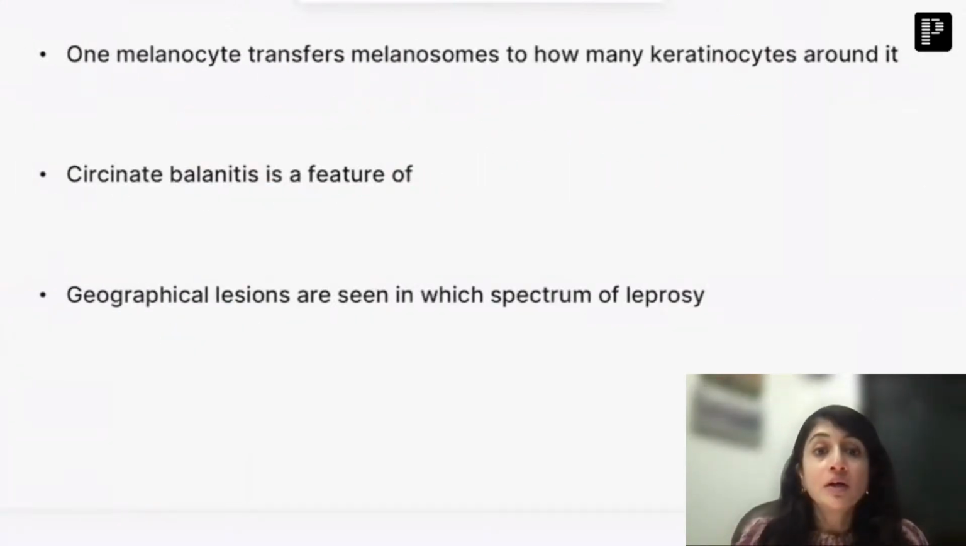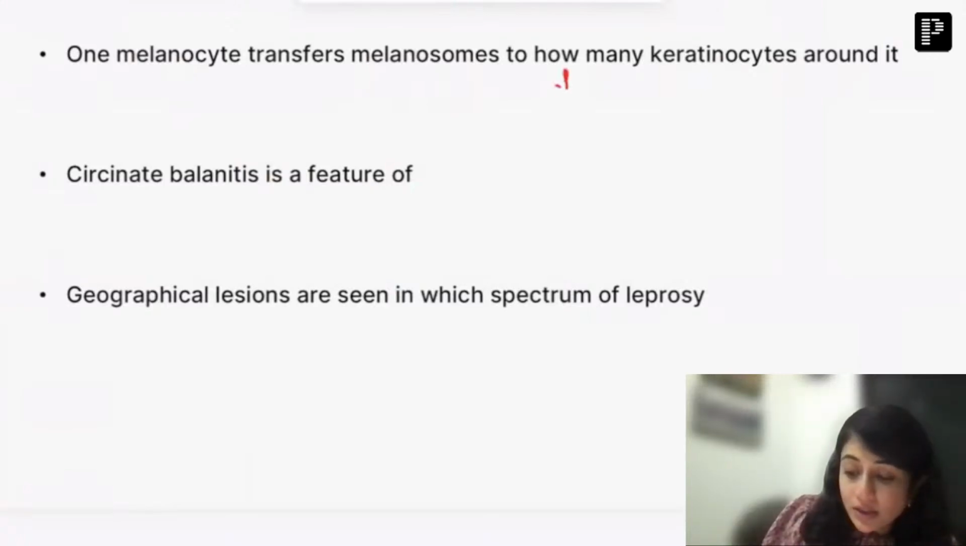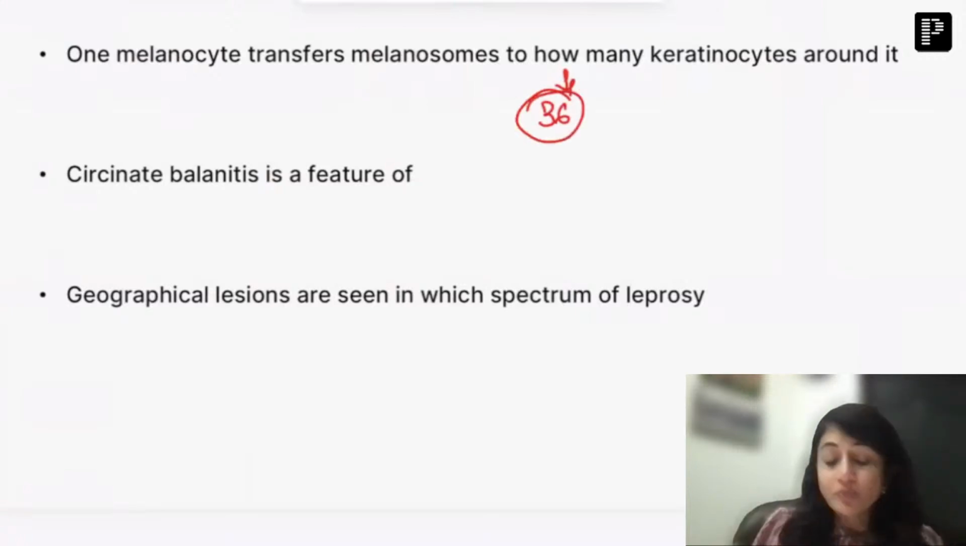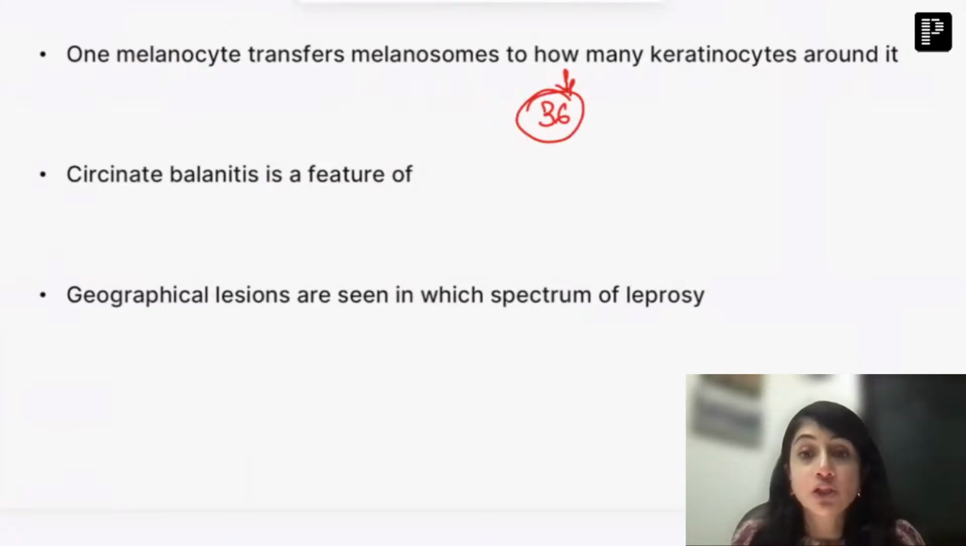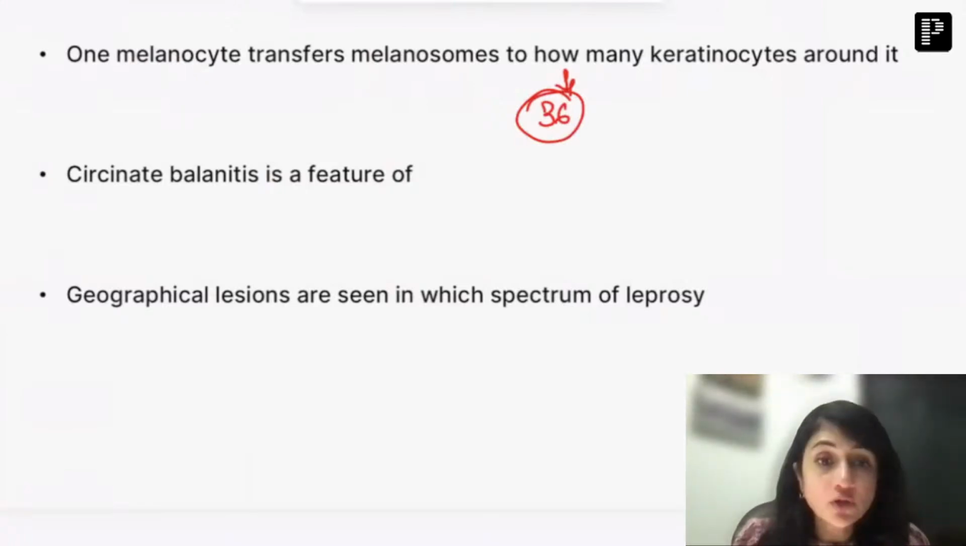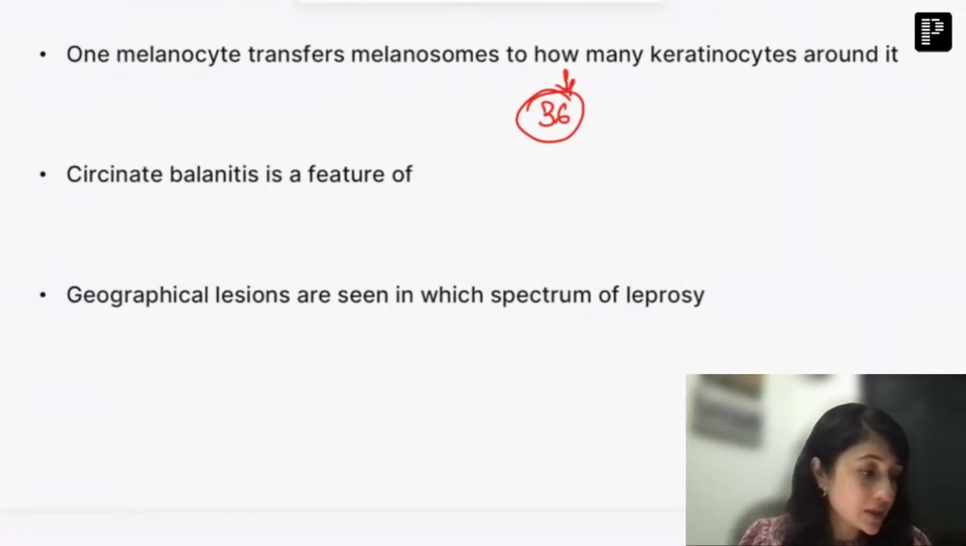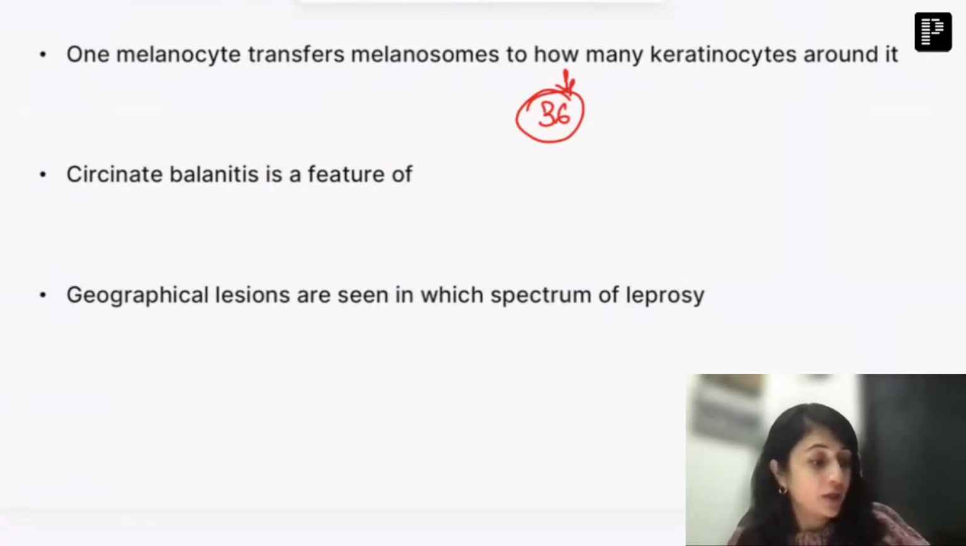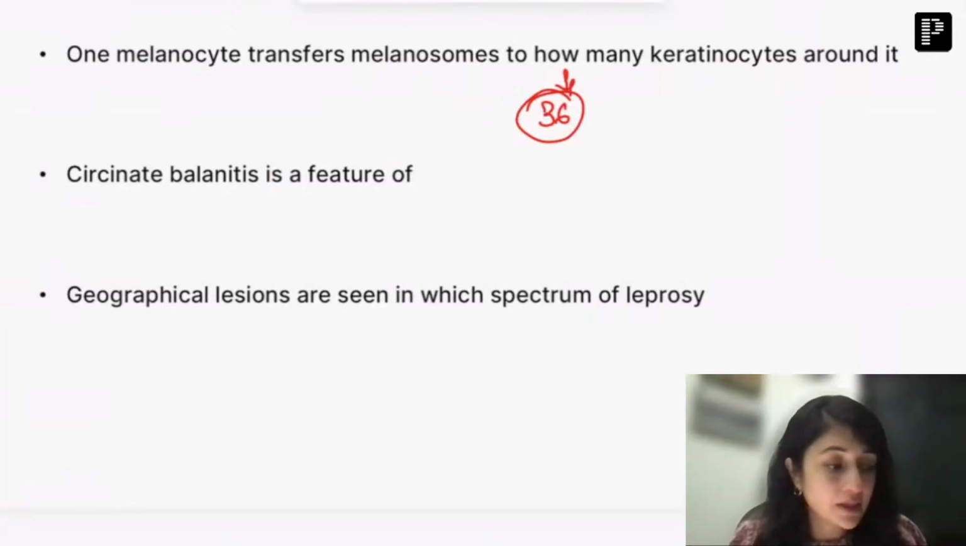You're right. One melanocyte transfers melanosome to how many keratinocytes around it? This is 36. So one melanocyte transfers melanosomes to 36 keratinocytes around it. And this is called as epidermal melanin unit. Where do you see circinate balanitis?